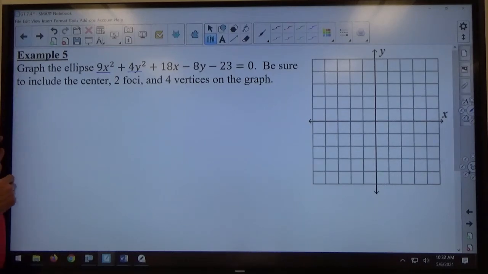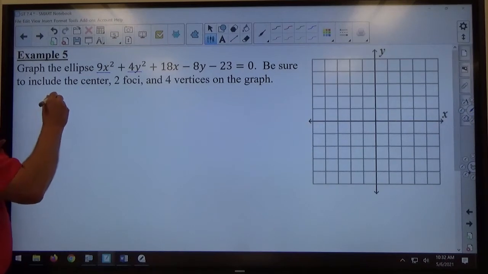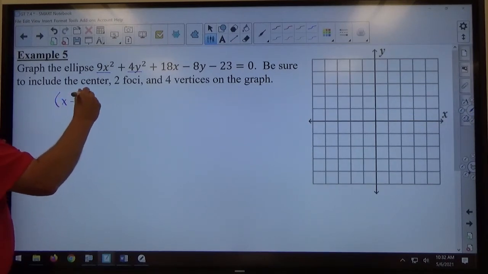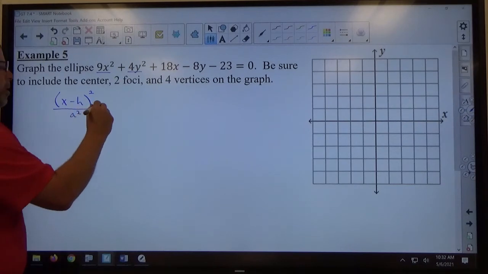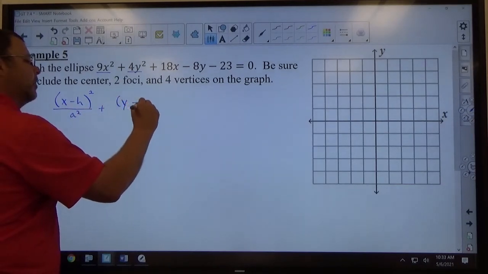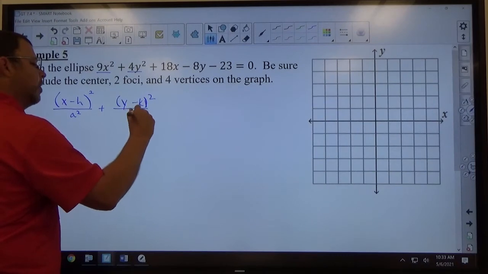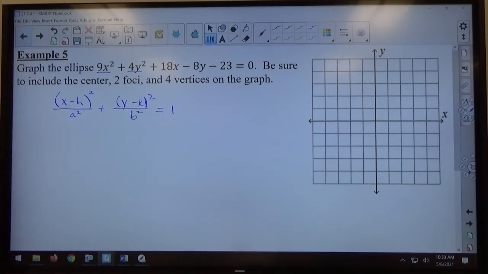First, if we consider what standard form is supposed to look like, we have (x minus h) squared over a squared plus (y minus k) squared over b squared is equal to 1. My first priority is to get the squared objects. Just like with the circle, I've got an x squared object and a y squared object on the left side, and a number on the right side. So my first step is a rearrangement step to get the x stuff together, the y stuff together, and the number isolated.